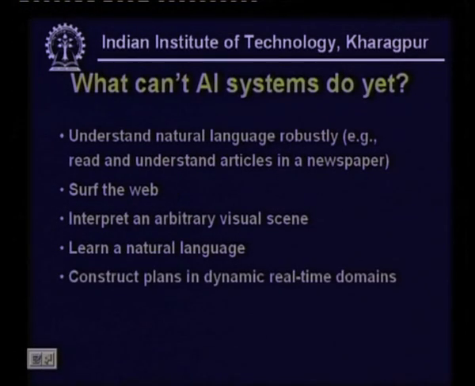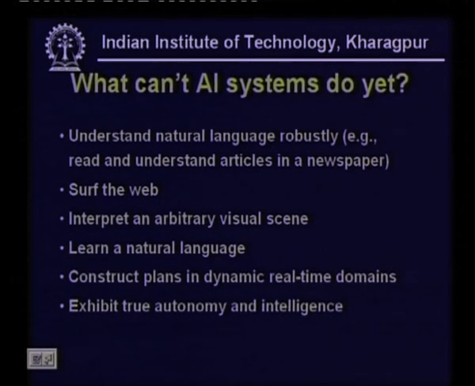AI systems currently cannot understand natural language robustly. AI systems cannot surf the web yet or interpret an arbitrary visual scene. We have seen that they can recognize facial images or work in a narrow domain of recognition. AI systems cannot fully learn a natural language. They cannot construct plans in all sorts of dynamic real-time domains in general. And AI systems do not yet exhibit true autonomy and intelligence.